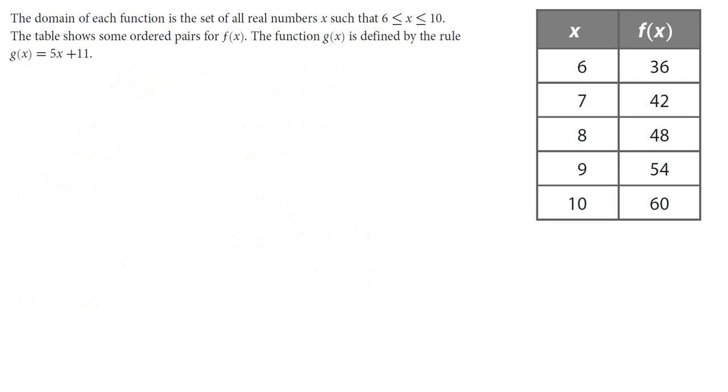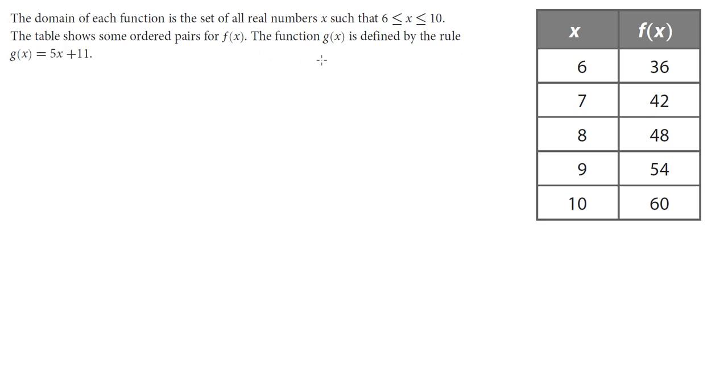All right, let's take a look at this next example here. The domain of each function is the set of all real numbers x such that x is greater than or equal to 6 and less than or equal to 10. The table shows some ordered pairs for f of x. The function g of x is defined by the rule g of x equals 5x plus 11. So let's go ahead and write the rule for the table f of x.